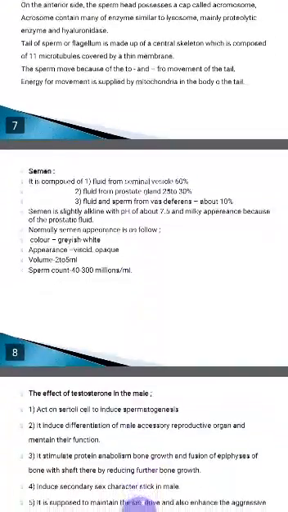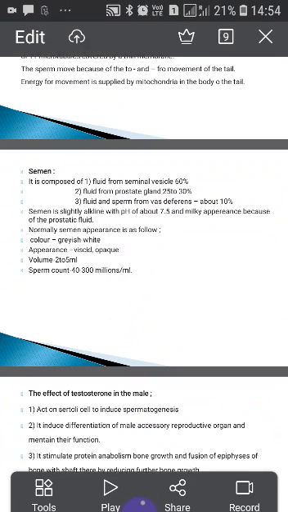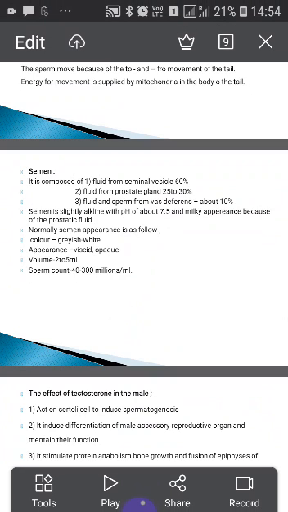Semen. It is composed of fluid from the seminal vesicle, about 60%, and fluid from the prostate gland, about 25 to 30%. Fluid and sperm from the vas deferens are about 10%. Semen is slightly alkaline with a pH of about 7.5, and its milky appearance is because of the prostatic fluid. Normally semen is grayish white in color, viscid in appearance, and the volume is about 2 to 5 ml. Sperm count is 40 to 300 million per ml.